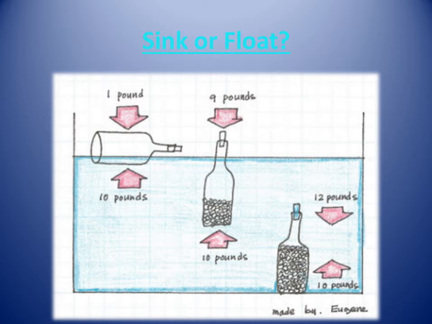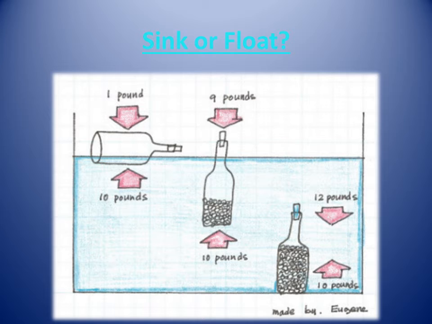Here is another simplified way to look at sinking or floating. On the left we see the 1 pound weight of the sealed empty bottle/ship acting downward. The weight of the volume of water displaced by the whole bottle is 10 pounds and shown as acting upward on the bottle. And the empty bottle/ship floats.